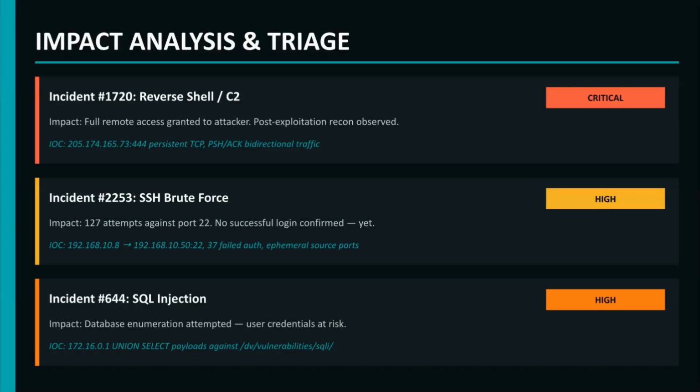For incident 2253, the brute force, there were 127 attempts to log in at port 22 with no successful login. That was labeled as a high vulnerability. Another indicator of compromise was another IP, followed by the IP of the machine that was being attacked at port 22. For incident 644, the SQL injection, there is a database enumeration attempt with user credentials at risk. Below is the actual SQL payload, the union select payloads. That's just labeled as a high vulnerability.